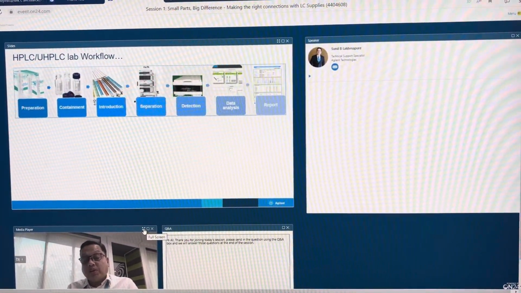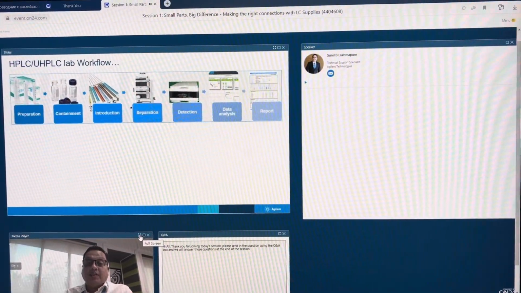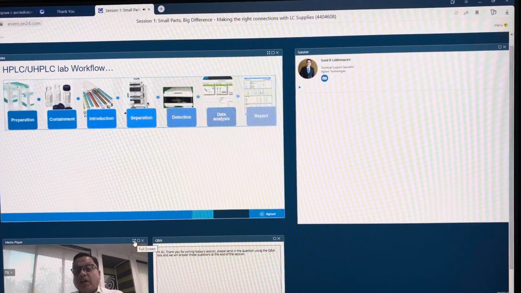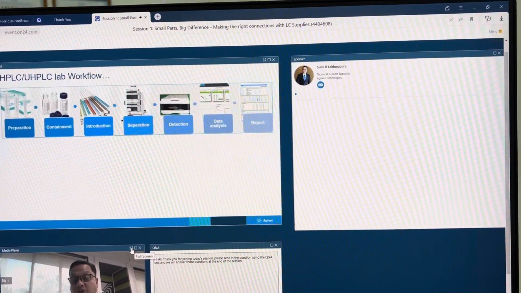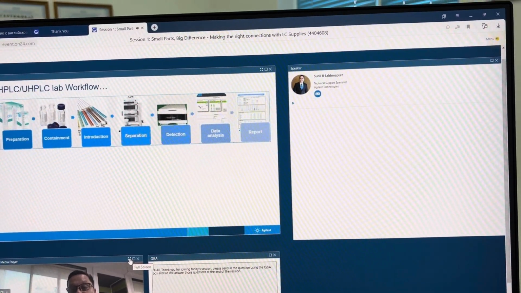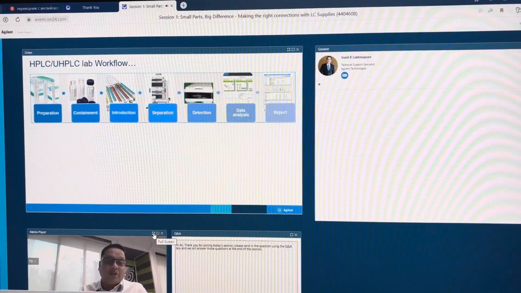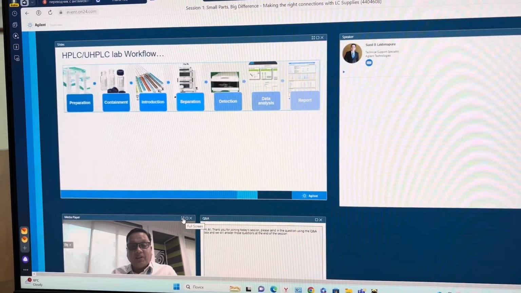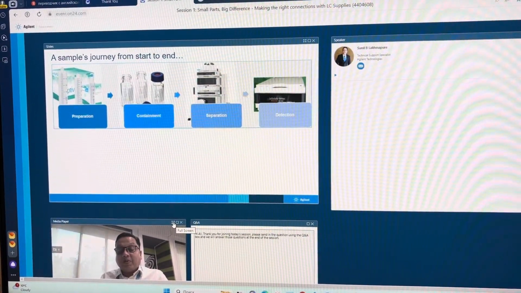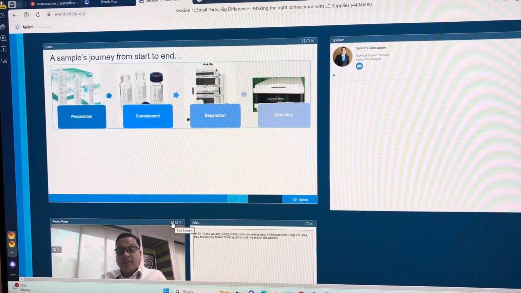So different sorts of detectors where we have LC, LCMS, RI, ELSD detectors, and then finally the data analysis and reporting. To cut short, we will not discuss much with respect to data analysis and reporting because then it will be a very long and lengthy presentation. But we will be focusing mostly on sample preparation, containment, separation, and detection.